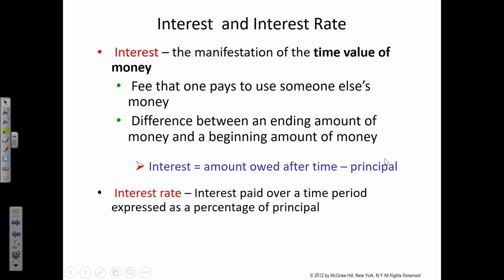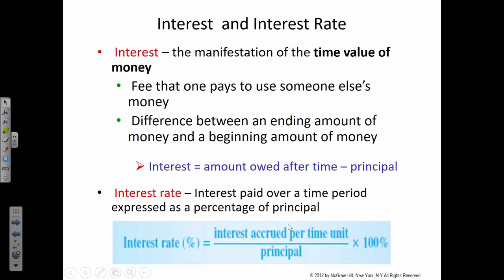Okay, so interest rate is when we express the interest amount in terms of an elapsed time. So it's a percentage of the principal during an increment of time. So here's the formula for that, for the interest rate. It's the interest accrued per time unit. So that's a certain amount of interest that you're going to be either earning or paying during a time unit.